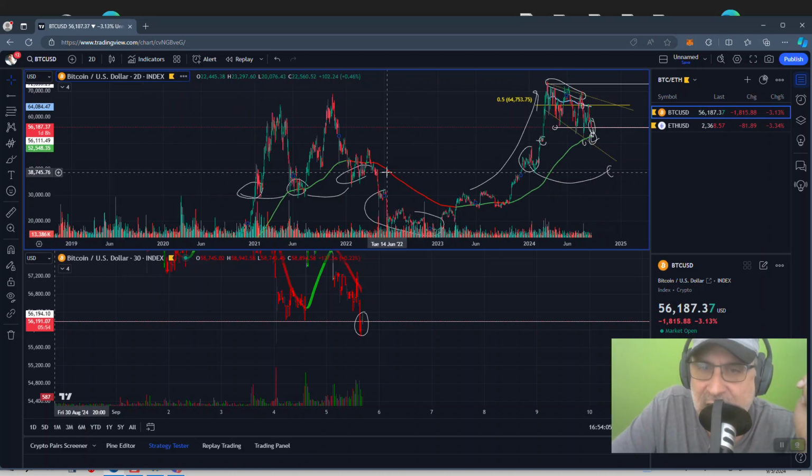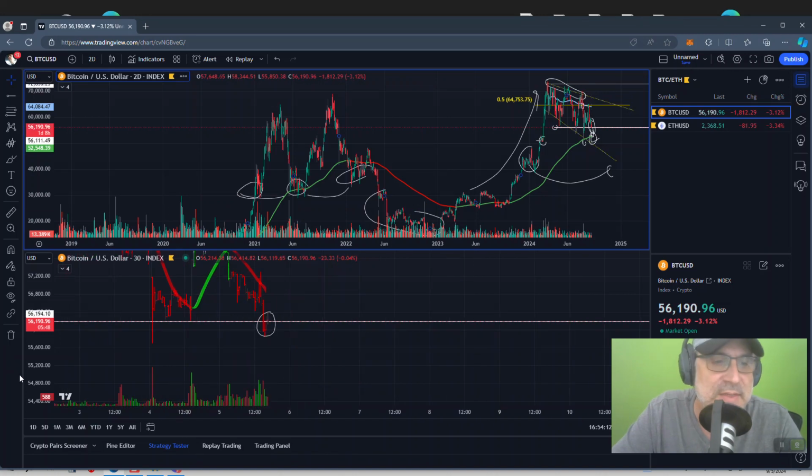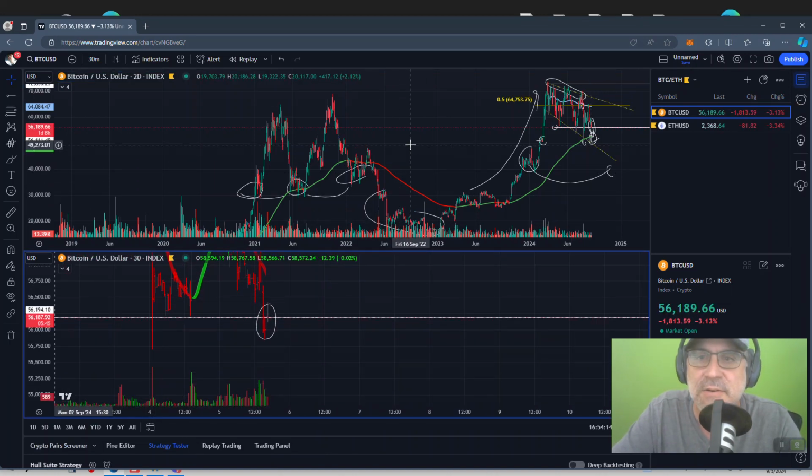But eventually it's going to reverse. It's just a matter of how long, and it's going to provide outstanding buying opportunities for the alts and for Bitcoin. So anyway, that's all I have for now.